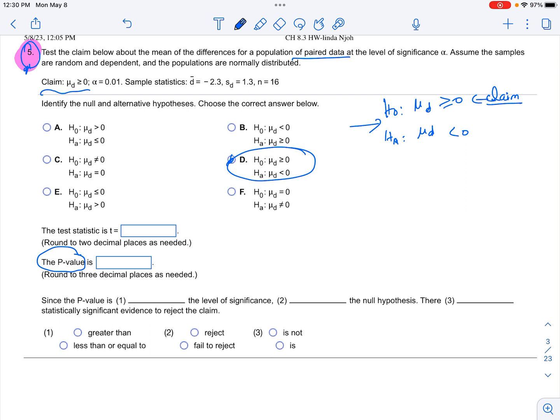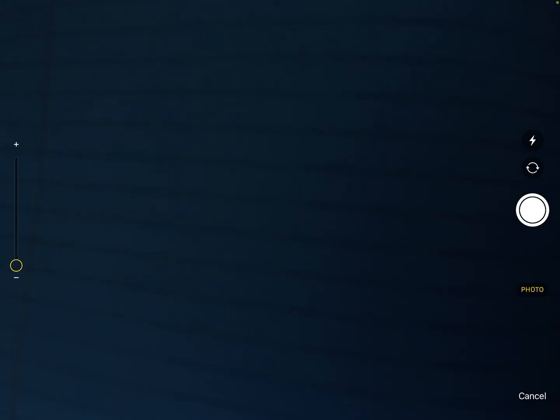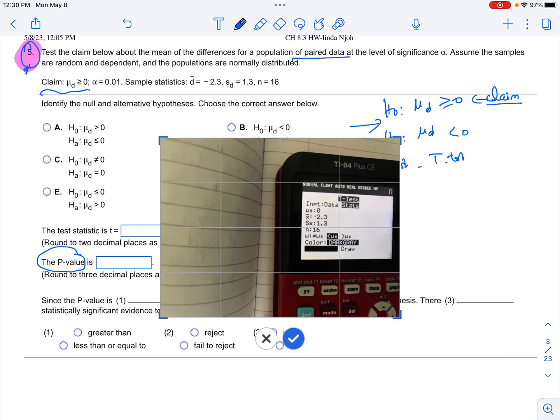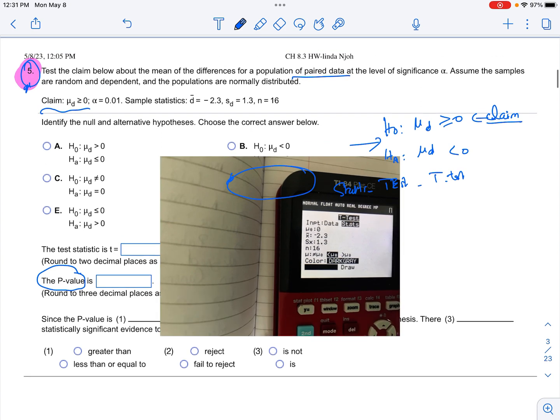Now we're going to still go and program this in. Stat, test, select t-test, yes, and we enter all that information. I'm going to show you my screen once I enter all the information. Stat, test, t-test, we have stats, mu 0 is just 0, yes. X bar is going to be negative 2.3, S of X is 1.3, N is 16, and this is a left tail test. When you program that in your calculator, this is what you should have. And then you just press calculate after that.